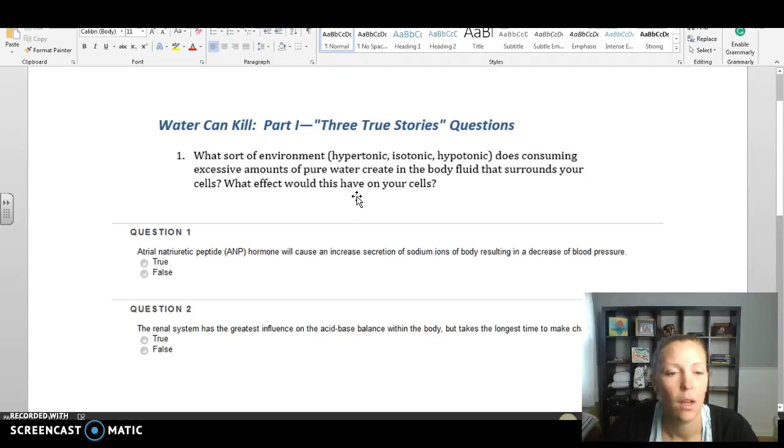Alright, and then 2 questions out of your quiz this week. And keep in mind, the questions are random, so this won't be question 1 or question 2 for you. Alright, I guess it could be, but it probably won't be. The first one is atrial natriuretic peptide, which is also called ANP. That's a hormone. Will cause an increase in secretion of body ions, sodium ions, of the body, resulting in decrease of blood pressure.